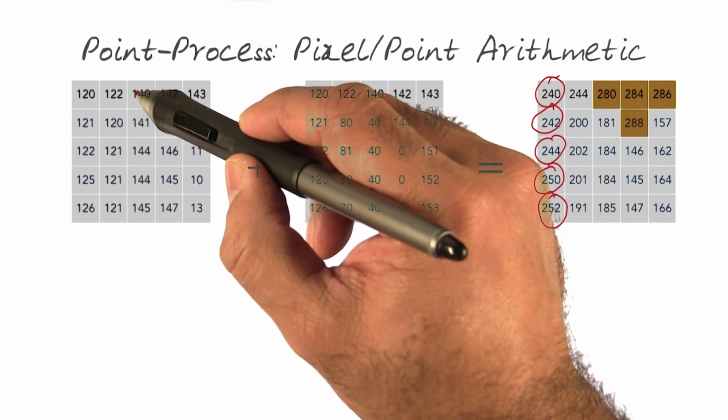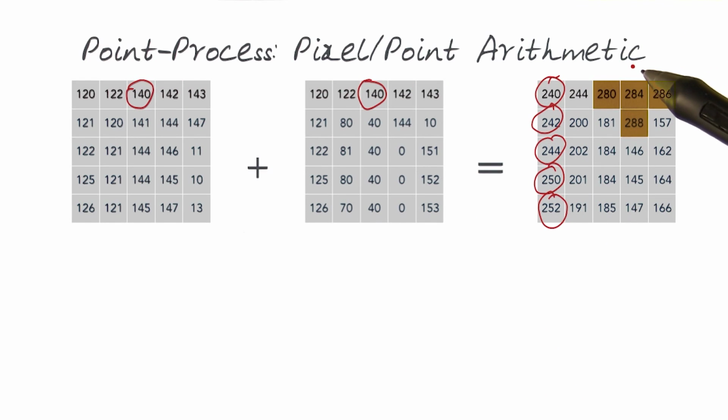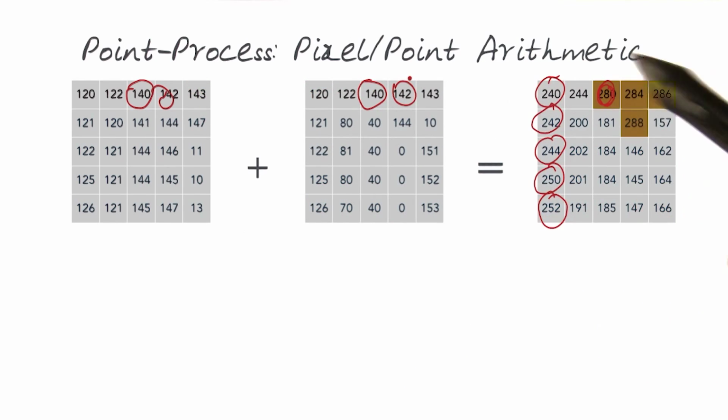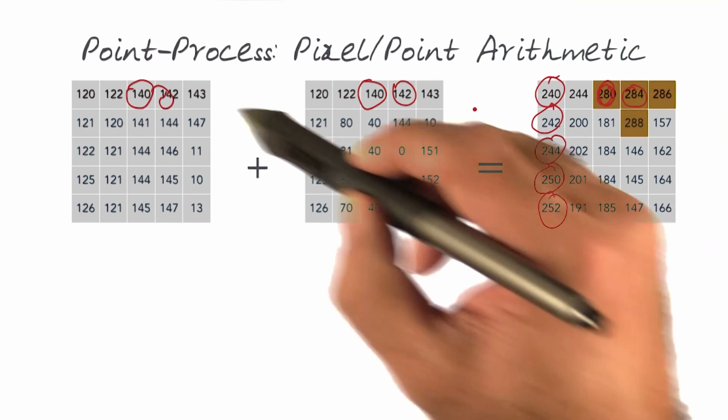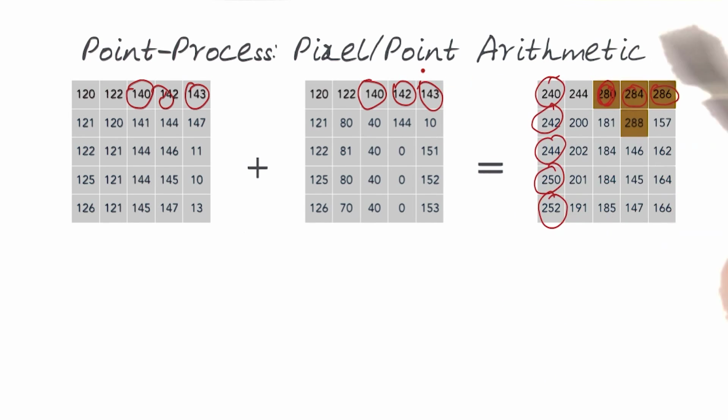Let's actually look at this example of 140 and 140. Well, when you do these types of additions, the answer is 280. And similarly, 142 and 142 results in 284, and 143 and 143 results in 286. So if you notice, there's an interesting problem here with these 3 pixels. All of their values are greater than 255.